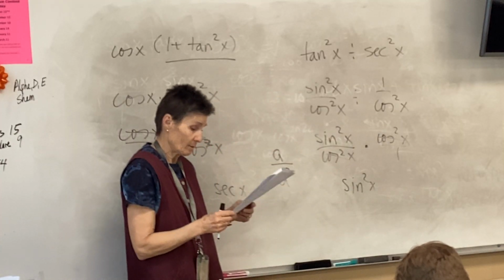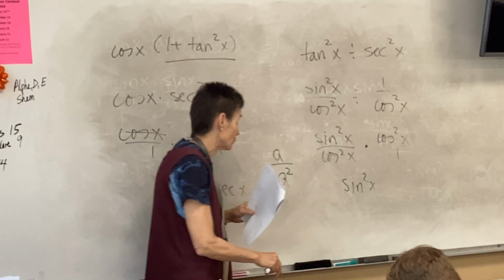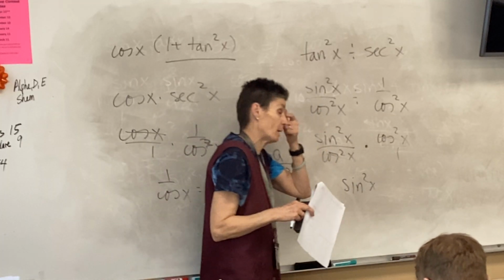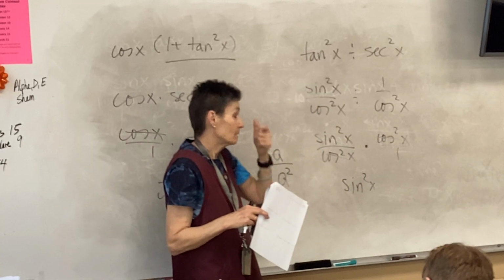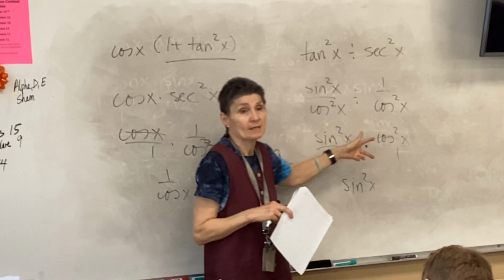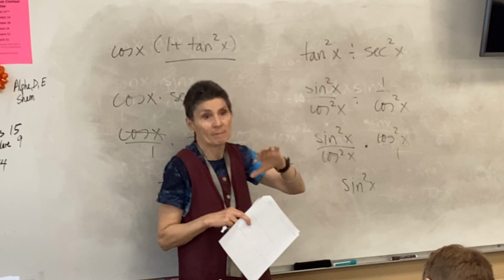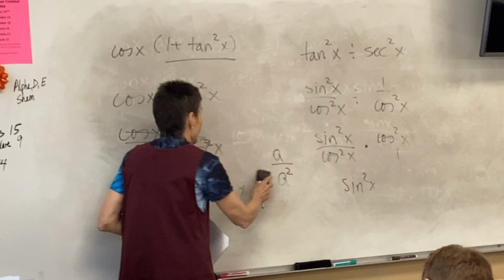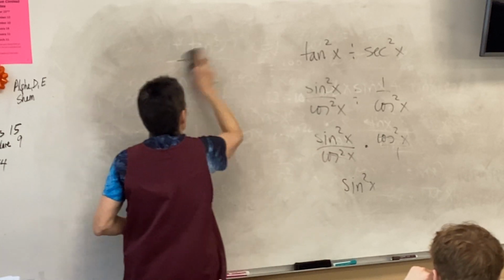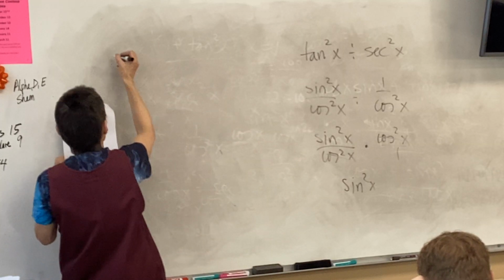So you don't have to put it over what? You can. Okay. You don't have to, but you can. The only reason I put things over 1, Willow, is because when I multiply fractions, it's top times top, bottom times bottom. So I like to have a top and a bottom for each piece. But you don't have to do that. All right, sine squared.